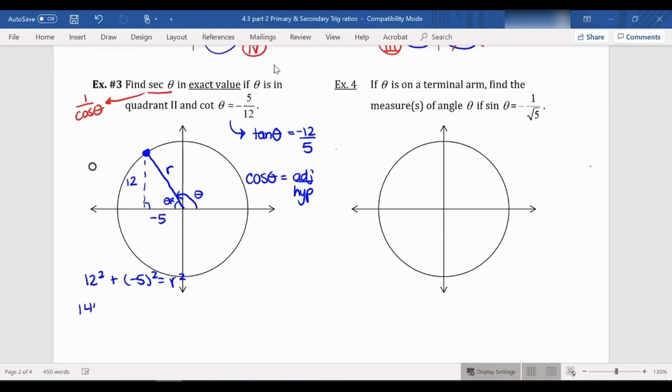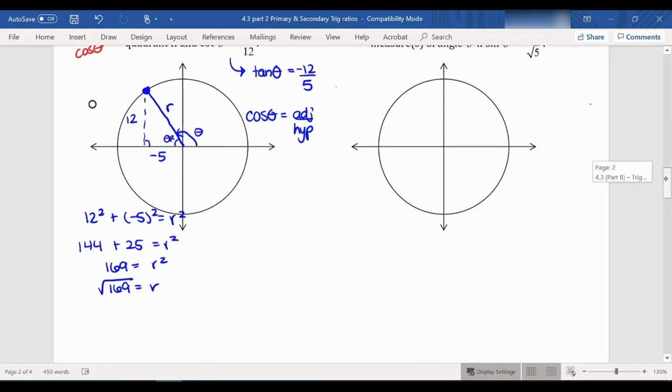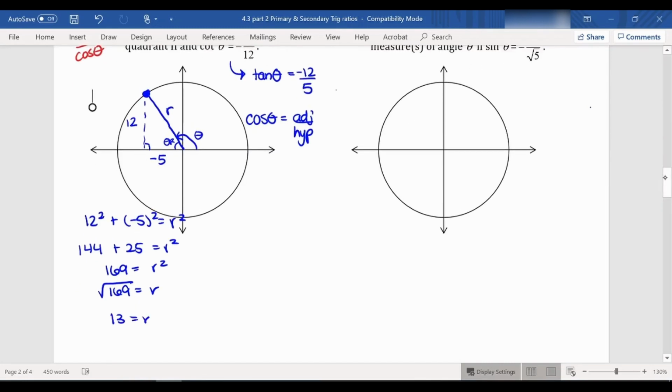So this gives us 144 plus 25 is r squared, or 169 is r squared. Square root of 169 will give us r, which means r is 13. So our adjacent is negative 5. Our hypotenuse is 13. This is our cosine theta. We want secant theta, which is the reciprocal of cosine theta. Therefore, secant theta is negative 13 over 5.